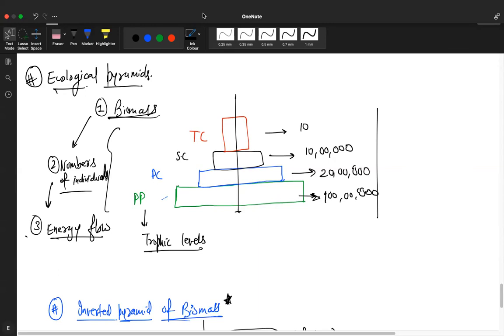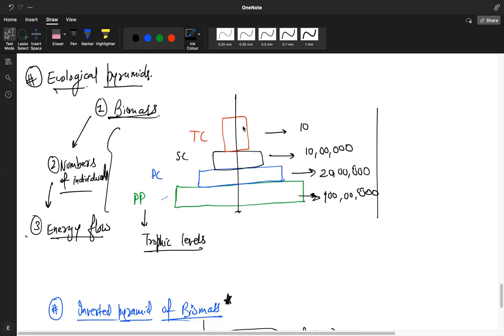Please ask if you have any questions. Yes, so Minashi is correct. It's number of individuals, dry weight, and for energy it's not energy, it's joules or kilocalorie. That's the unit of energy, right?